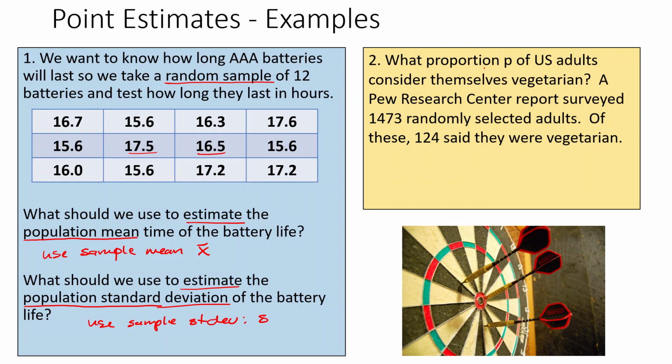All right, same here with proportion. What proportion of U.S. adults consider themselves vegetarian? The Pew Research Center survey reports that of 1,473 randomly selected adults, 124 said that they were vegetarian. So what we would use to guess p is approximately p hat from this, which is the 124 that said they were vegetarian out of 1,473. So we use sample data to guess the population data.